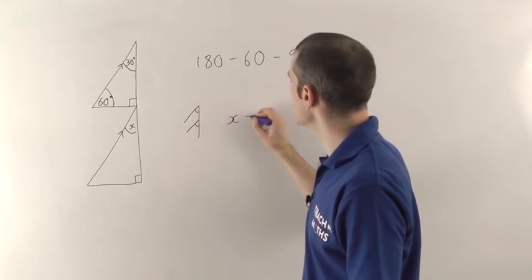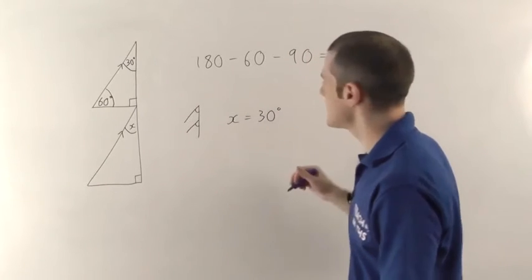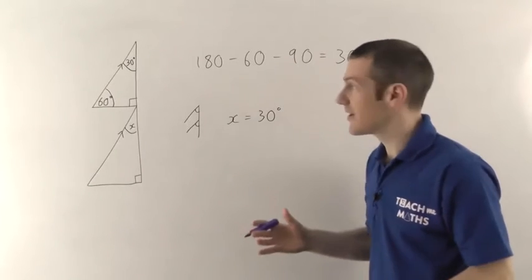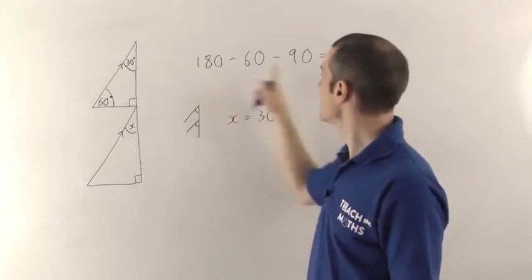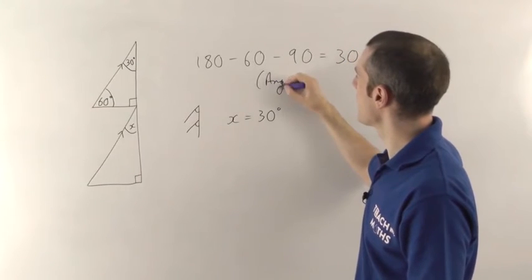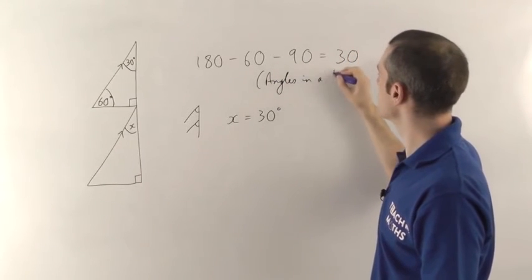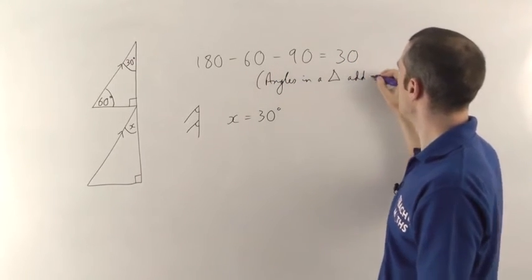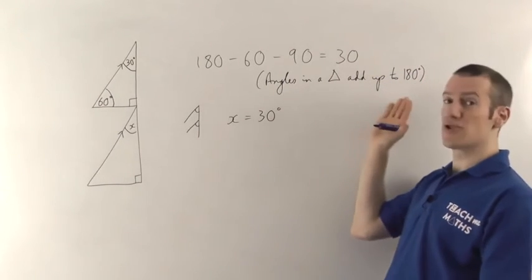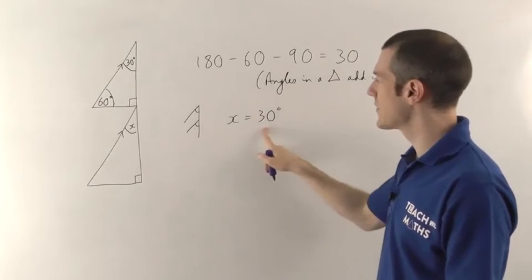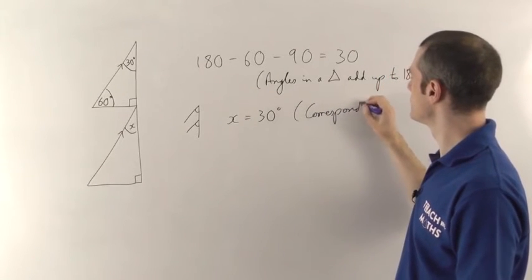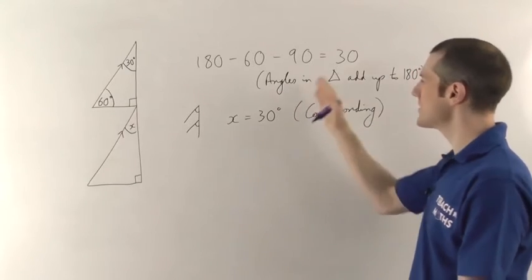So that's fairly straightforward. Now, as I say, sometimes when they ask you these questions, they'll ask you to justify your answers. So this one equals 30 degrees, and that's because angles in a triangle add up to 180 degrees. That would be your justification for that one. And then this being 30, you can just say it's corresponding. So you wouldn't need to write much more than that.